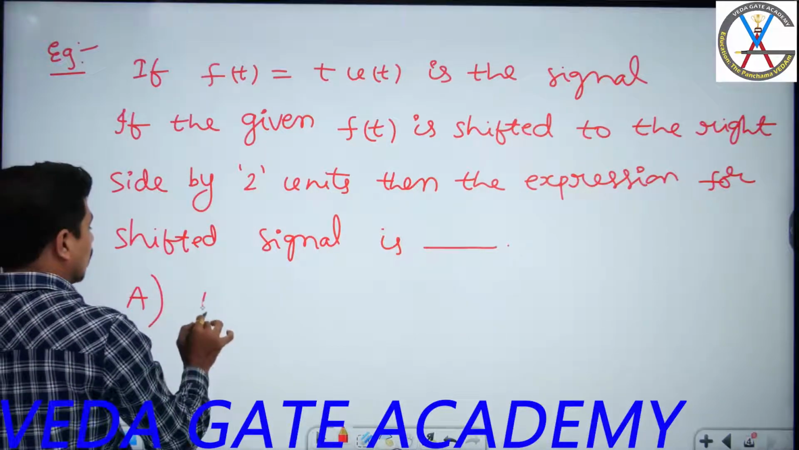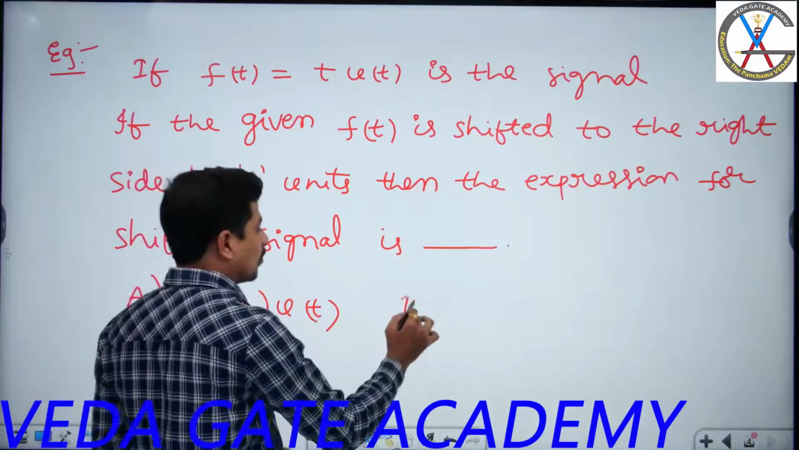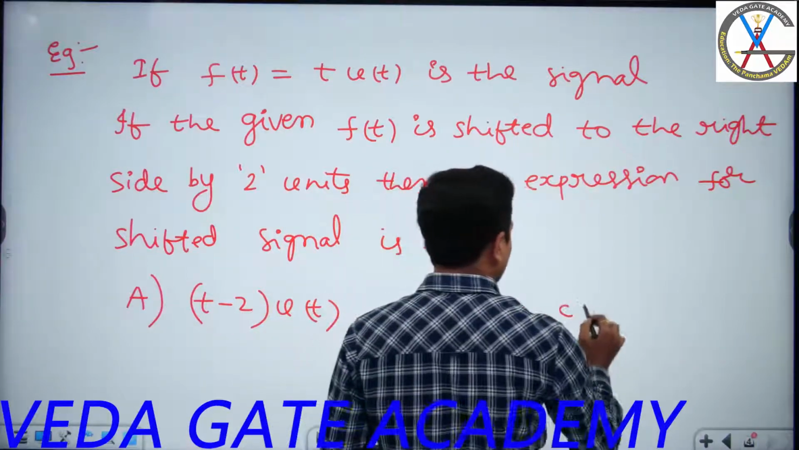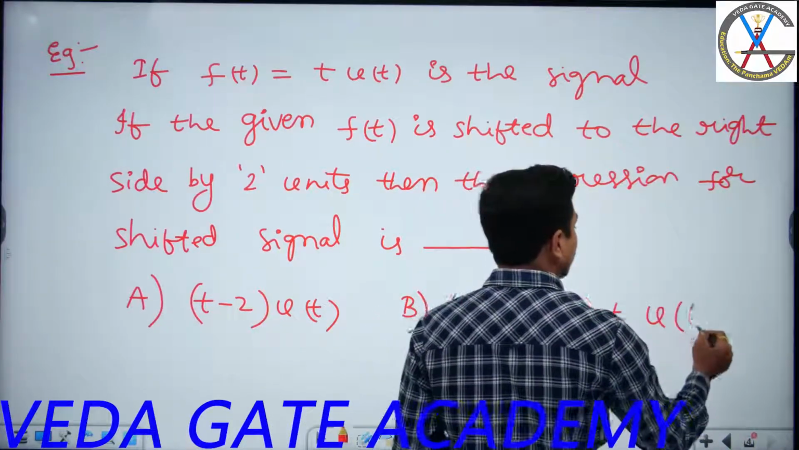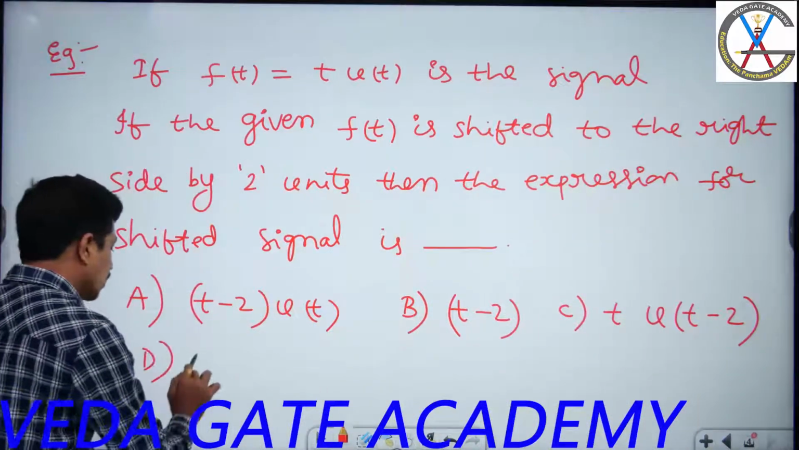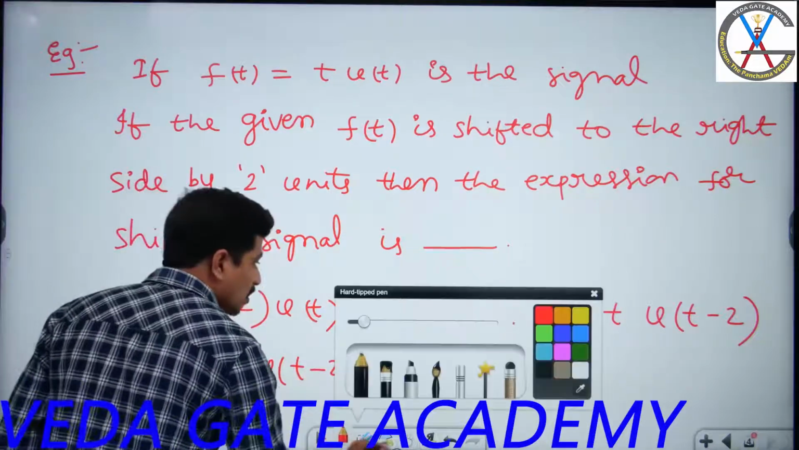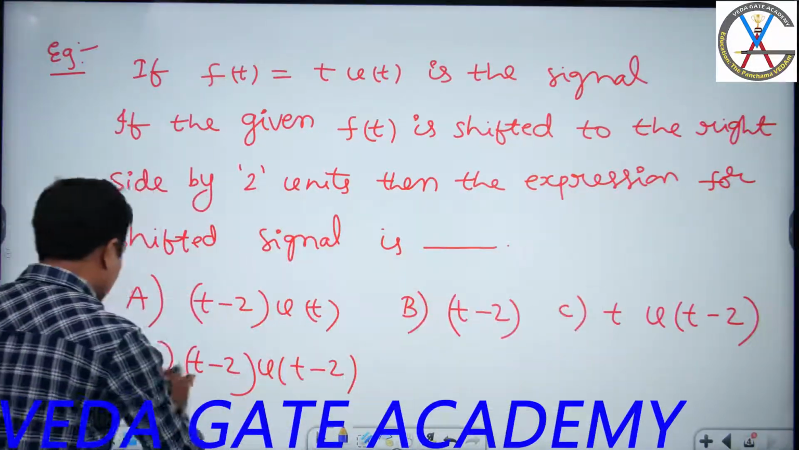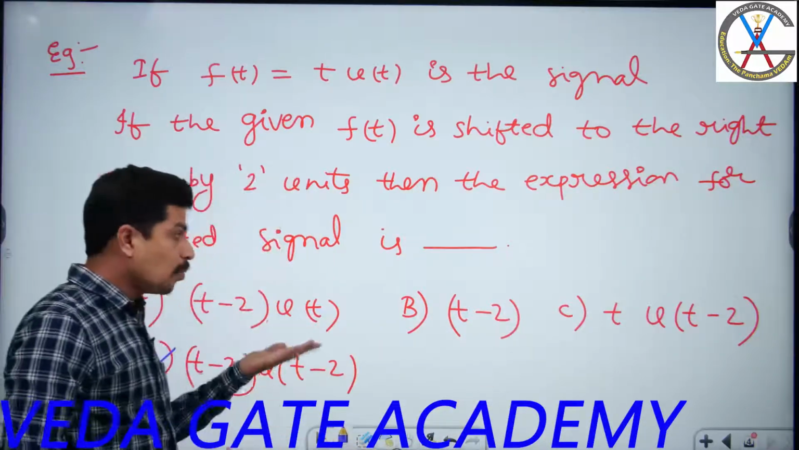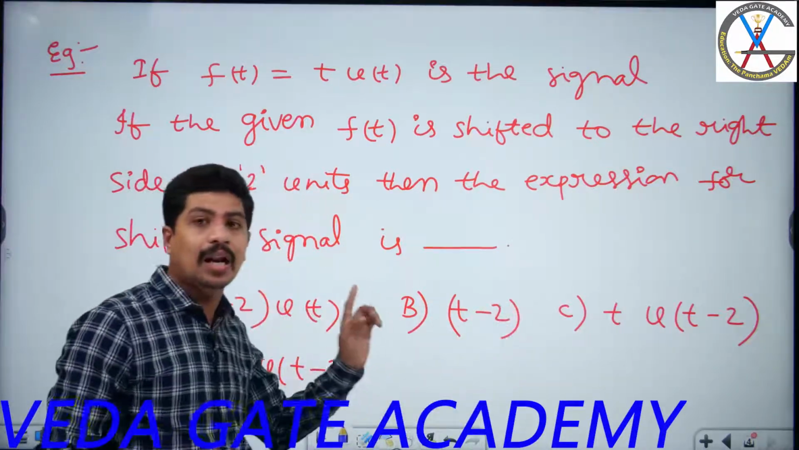I'm giving the options. Option A is t minus 2 into u of t. Option B is t minus 2 into t minus 2. Option C is t into u of t minus 2. Option D is t minus 2 into u of t minus 2. Previously we saw this problem, and I told you that this is the answer and the remaining are all wrong. So the experiment we have to conduct is to prove A, B, C are wrong.